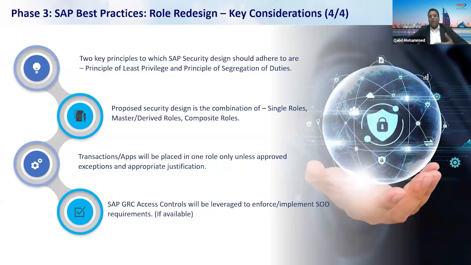And then we recommend leveraging the SAP functionalities that SAP has suggested for design, like the master role and derived role concept, composite roles for job roles, and then single roles and enabler roles. So make efficient usage of this, and also try to keep the T-codes in the minimum number of roles. I mean, try to reduce the redundancy of T-codes in the roles as much as possible.